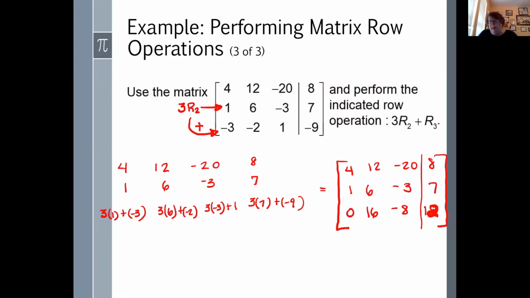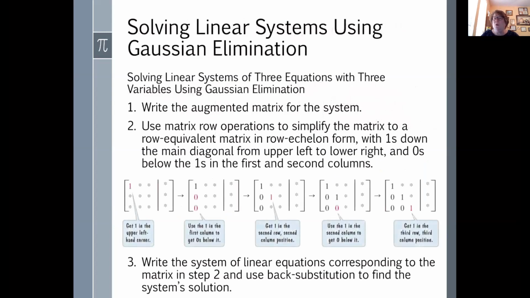And why would I do something like this? Well, again, to put this matrix in row echelon form, the main diagonals have to be 1s, and everything underneath it has to be a 0. So you would want to get the third row, first column to be a 0. All right, so we've practiced row operations. So that's what row operations are for. They are to take an augmented matrix and force it into row echelon form. Once it's in row echelon form, you can back substitute and solve the system of equations.